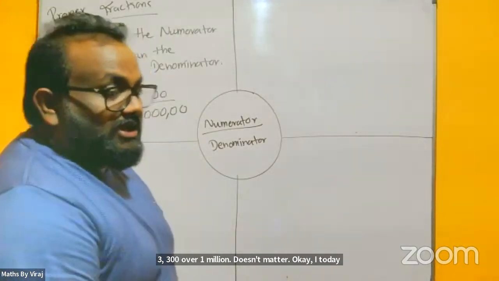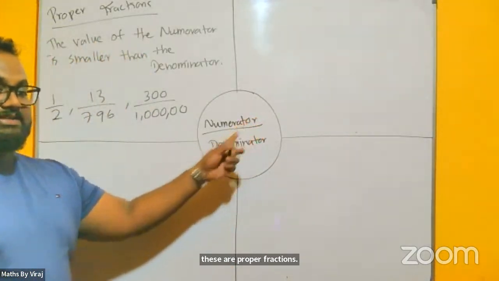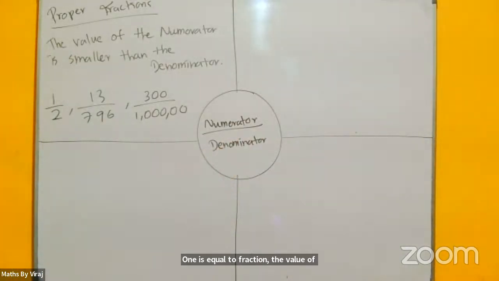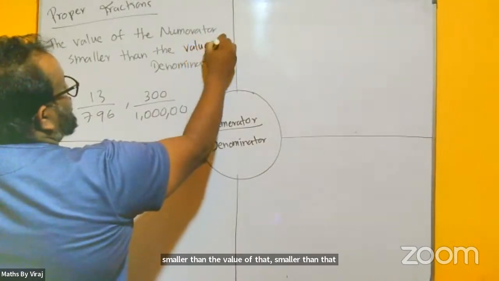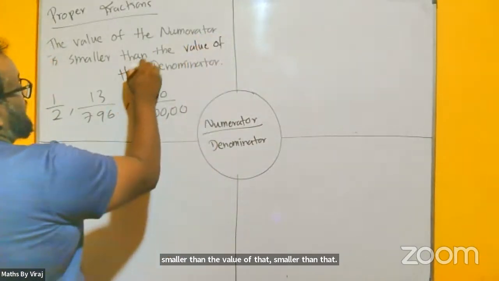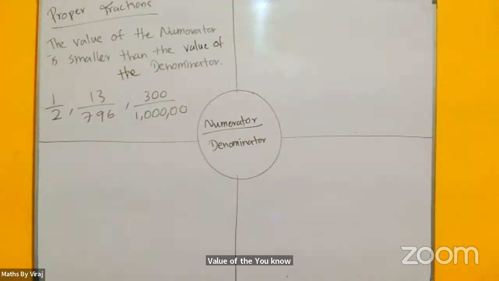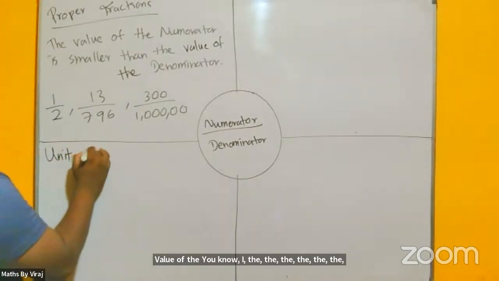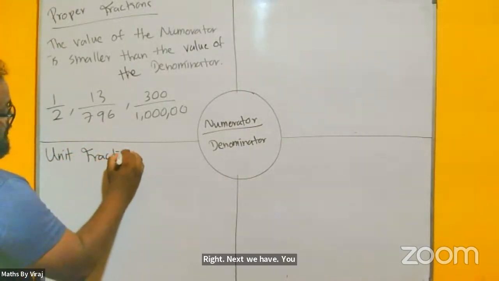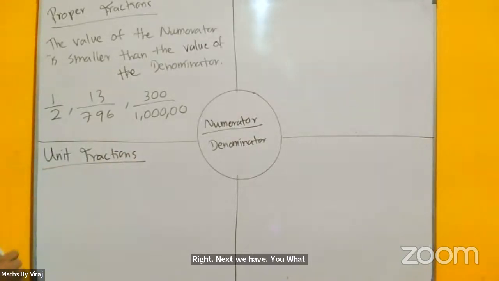What is the proper fraction? The value of the numerator is smaller than the value of the denominator. The value of the numerator is smaller than the value of the denominator. Right. Next we have unit fractions.